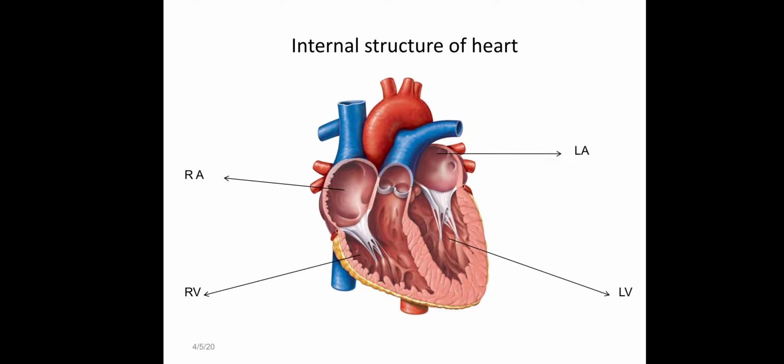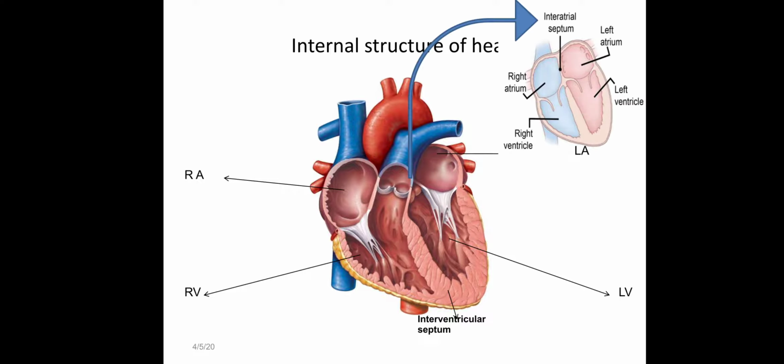Now between these 4 chambers, if we see the ventricles, there is a separation between them. This separation is called the septum. This is the interventricular septum, which separates your right ventricle from the left ventricle. Since it was not easy to mark the interatrial septum, I have taken a different picture over here. The interatrial septum is present between the right atrium and the left atrium.